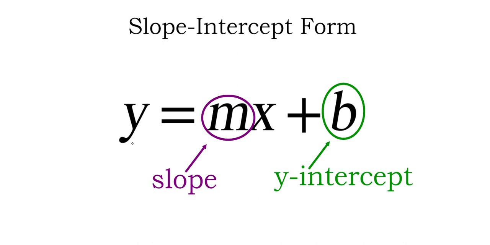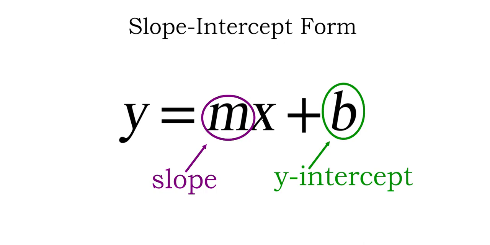Today we're going to learn how to identify the slope and the y-intercept from a linear function when we read it in slope-intercept form. We can see that the equation is y equals mx plus b. The letter m represents your slope. The letter b represents the y-intercept.